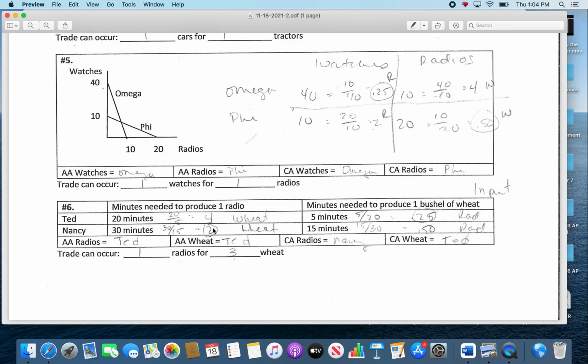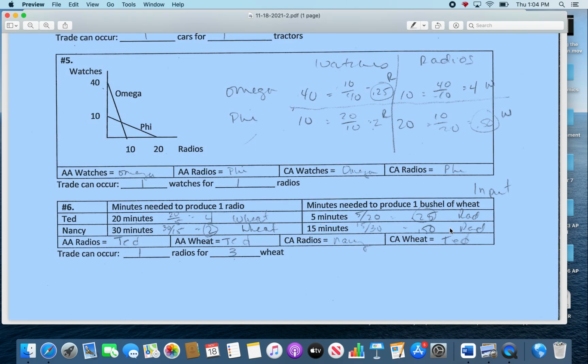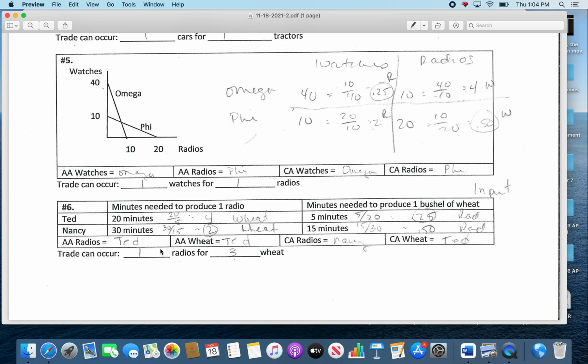Lowest opportunity cost, Nancy is going to produce radios. And then Ted is going to produce wheat because he has the lowest opportunity cost. 4 and 2 of wheat, that's 3. And then since these are both below 1, we've got to produce at least 1 bushel, so that's going to be 1. Trade will occur 1 radio for 3 wheats.